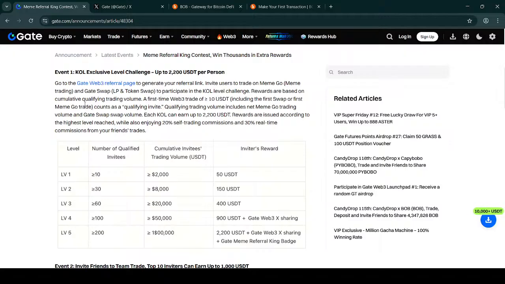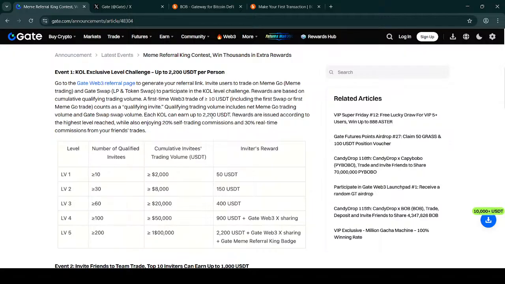Rewards are based on cumulative qualification volume. The first wallet created and 10 USDT, including the first swap and first Mimi Go trade, counts toward the qualification. Invite friends with qualifying trading volume, including net Mimi Go trading volume and Gate Swap volume.